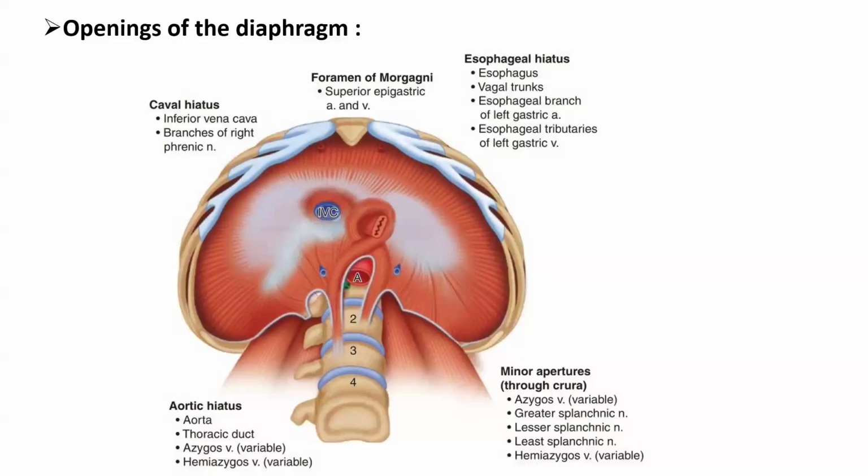The aortic hiatus lies anterior to the bodies of the T11 and T12 vertebrae between the crura, and it allows the passage of the aorta, thoracic duct and azygos vein. The foramen of Morgagni is found in the areolar tissue between the sternal and costal parts of the diaphragm and contains the superior epigastric vessels and the lymphatics of the abdominal wall. The sympathetic trunk runs posteriorly below the medial arcuate ligaments.